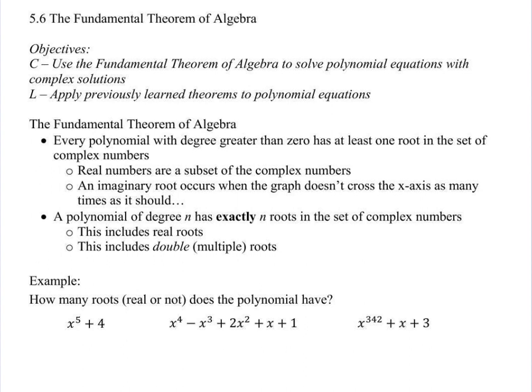Section 6 is called the fundamental theorem of algebra. So yet another theorem. The nice thing is, the fundamental theorem is pretty simple. It's sitting right here. Every polynomial with a degree greater than 0, so that would be like degree 1 or 2 or 3 or so on, has at least one root in the set of complex numbers.